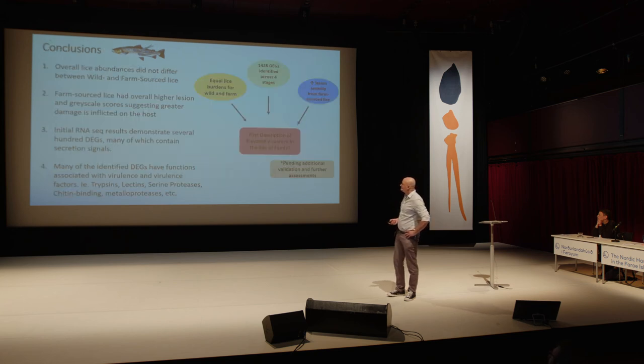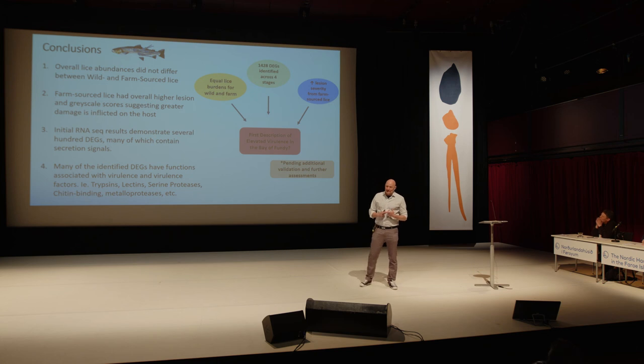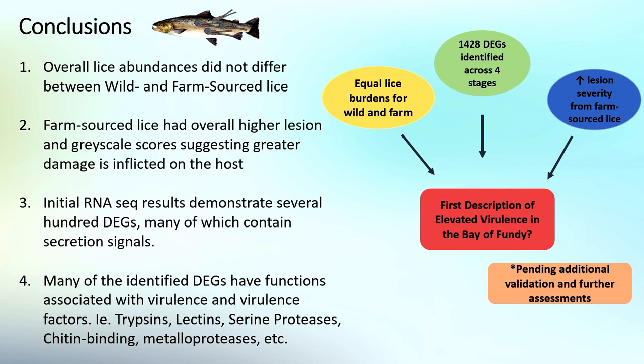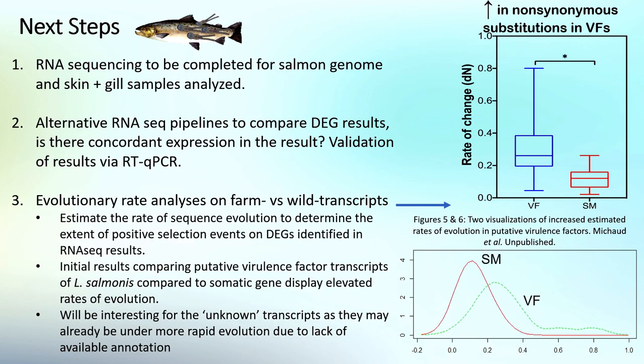jumped out at us. So overall, the lice abundances did not differ between the wild and farmed source lice. The farm source lice had overall higher lesion grayscale scores, suggesting greater damage was inflicted by the parasite that originated from farms. The initial RNA sequencing results demonstrate that there's a significant transcriptome difference between these two sources of lice, and there might be some secretory potential there as we go and try and identify what some of these genes are. So there are some trypsins and lectins, all things that we often see when we're looking at louse feeding and impacts that might be a virulence associated with the parasite.